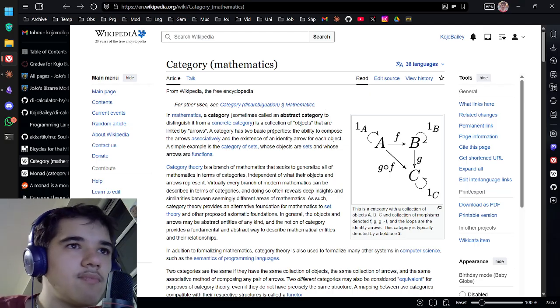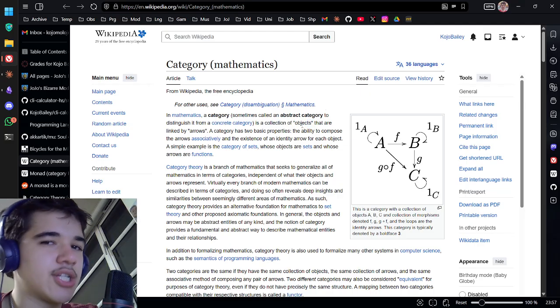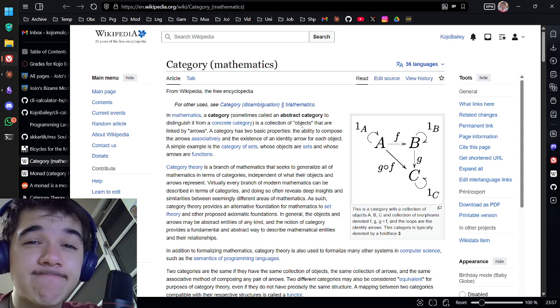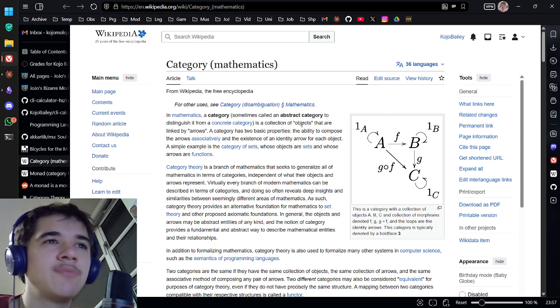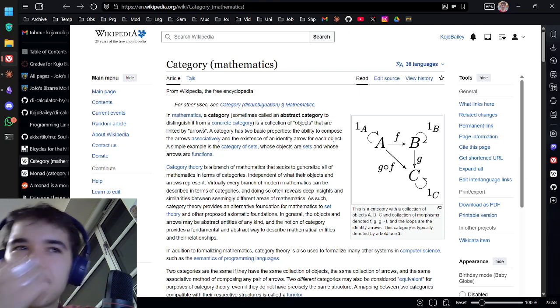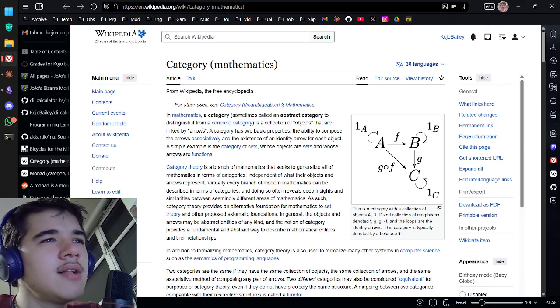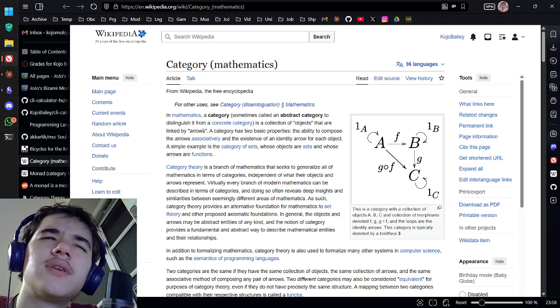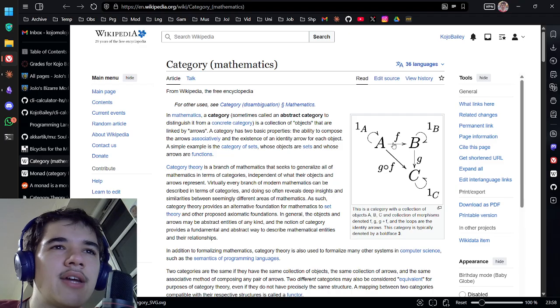But notice how it says a collection of objects. What else is a collection of objects? Sets, right? Like the set of real numbers is a collection of objects, but the objects are just numbers. Which is interesting. Are they linked by arrows though? I guess not. Sorry, it says a collection of objects that are linked by arrows. Yes. Okay, so here the image is helpful.